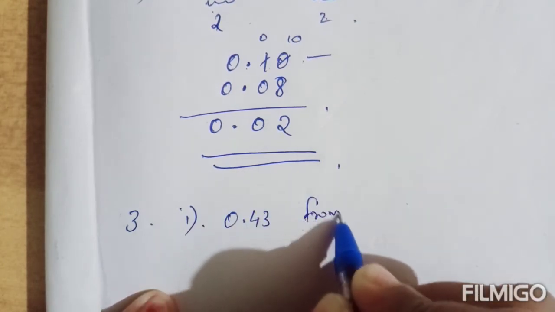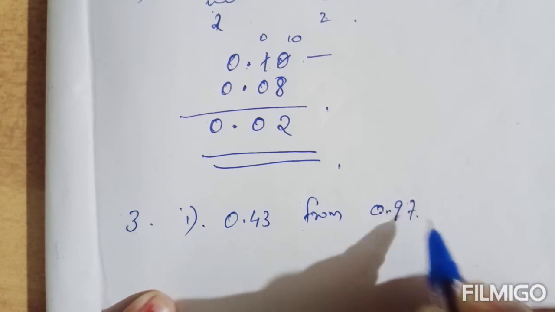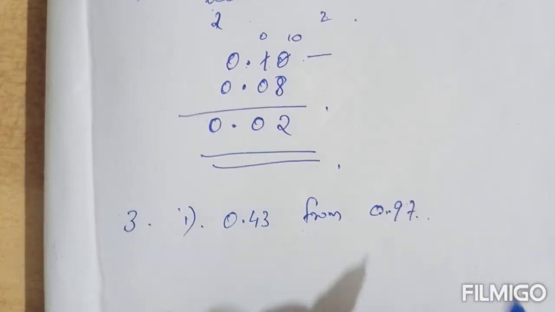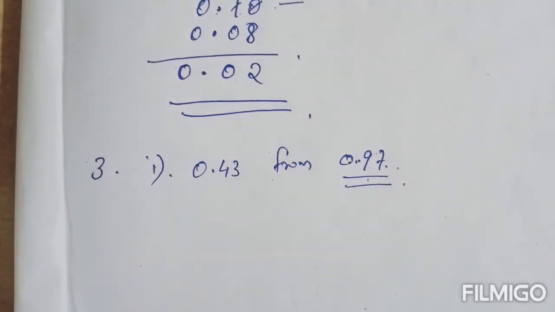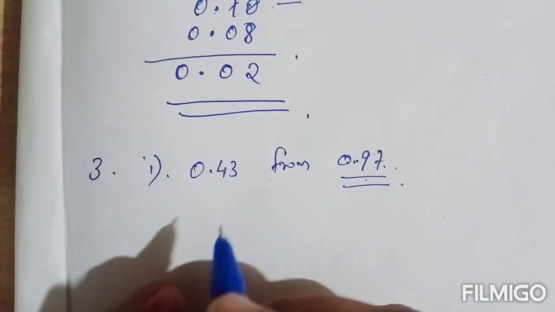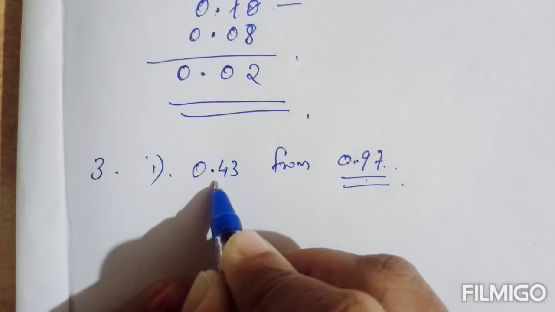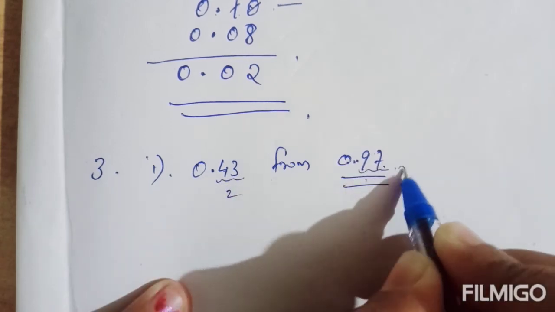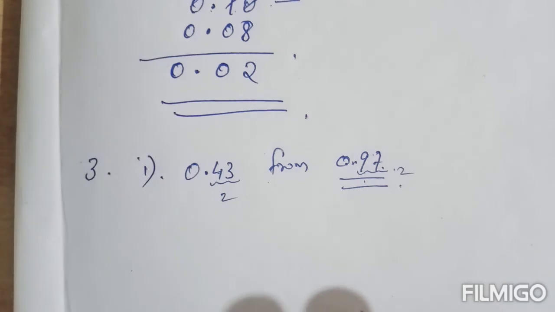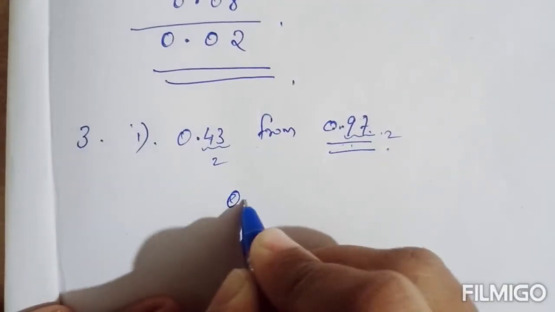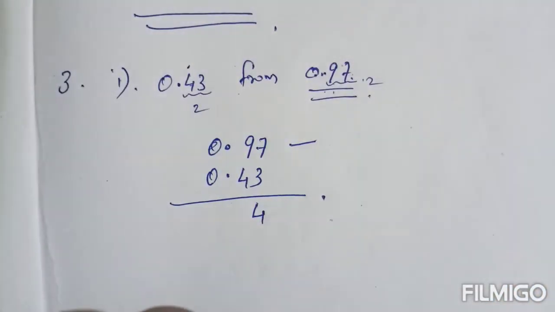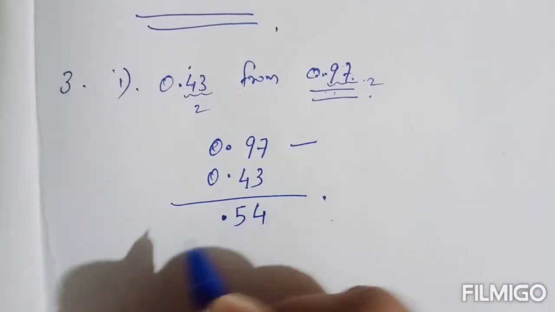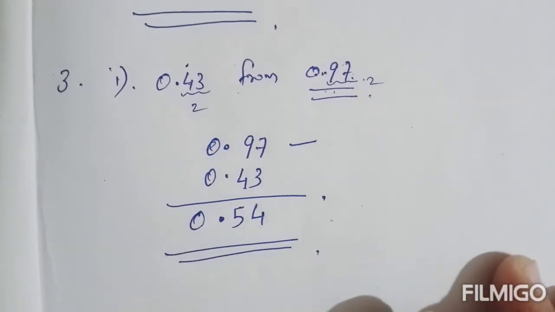0.43 from 0.97. So from 0.97 you have to subtract 0.43. First you have to write this decimal fraction. Before that, check whether they are like decimal numbers. So here they are like decimal numbers. After the decimal point 2 digits are coming. Here also after the decimal point 2 digits are coming. Okay, they are like decimal numbers. So from 0.97 you have to subtract 0.43. On doing subtraction, it will be 4 here, 5 here, point here, 0.54. Okay.